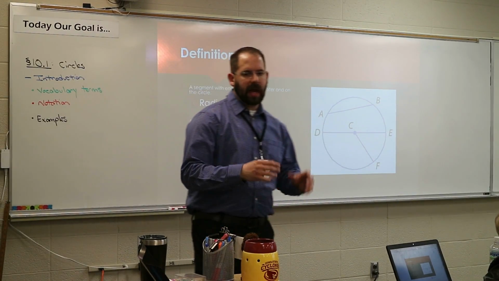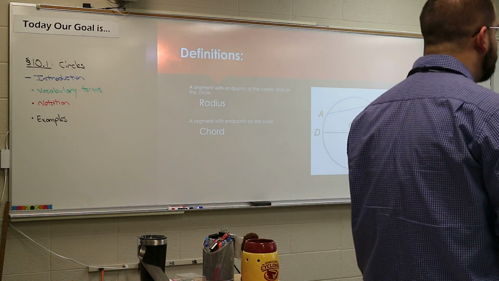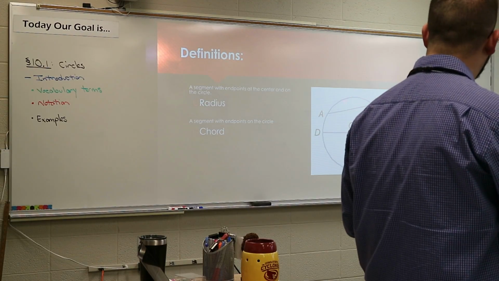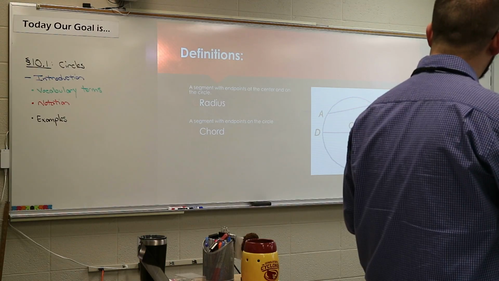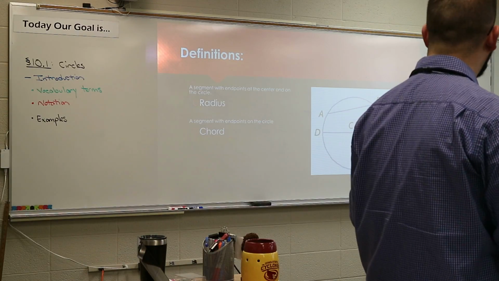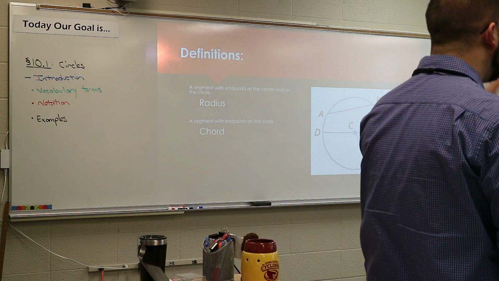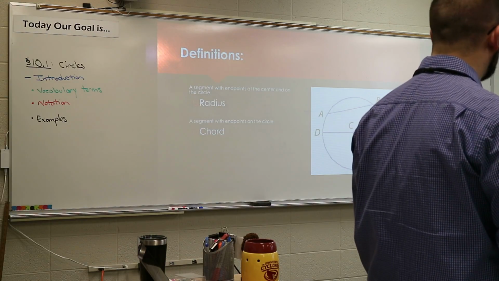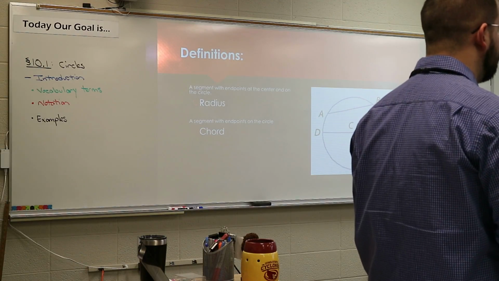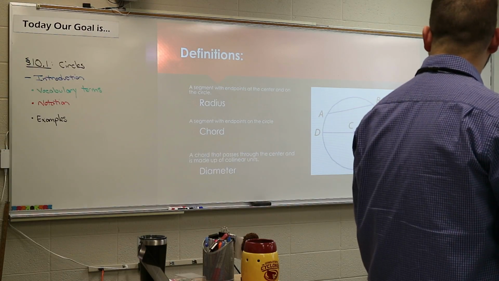Okay. A lot of people don't have an understanding of what chords are. Chords can be any size, if you think about it. AB here is kind of short, right? Because the closer A and B get together, the shorter the chord gets. The longest chord you can have in this circle is this one, DE. When it passes right through the center, that is the longest chord of any circle. Anyone happen to know the name of a chord that passes right through the center? Diameter. Yeah. Diameter is the longest chord.